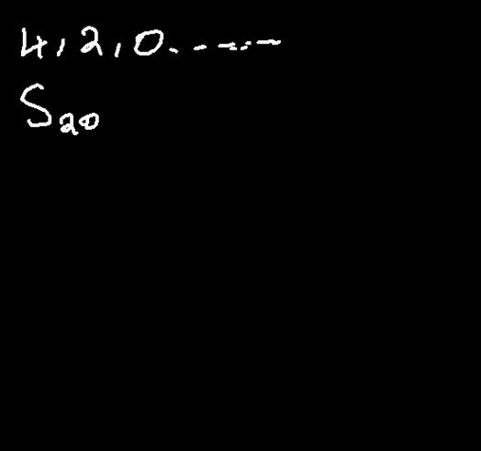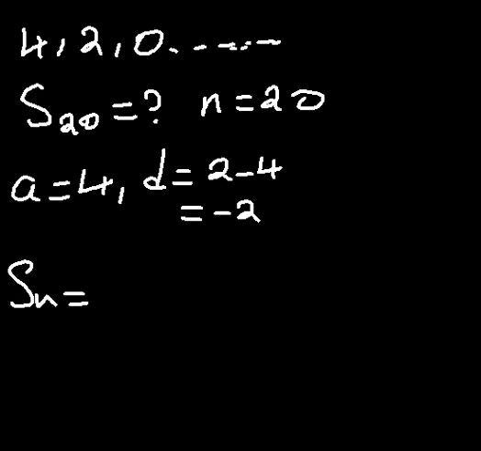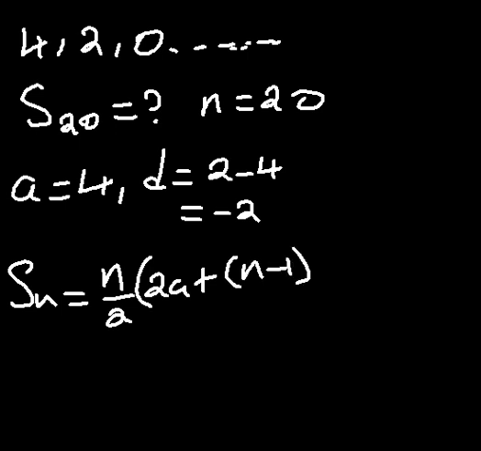The question asks for the sum of 20 terms, so the number of terms is 20. The first term is 4, and the common difference is 2 minus 4, which is equal to negative 2. The formula for the sum of n terms is n over 2 times 2a plus n minus 1 times the common difference.